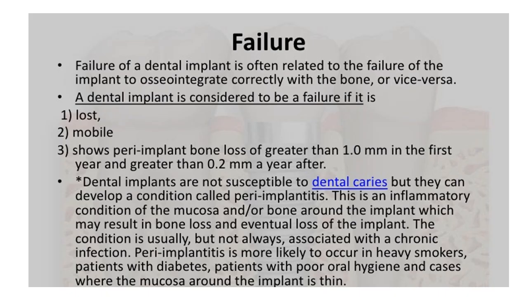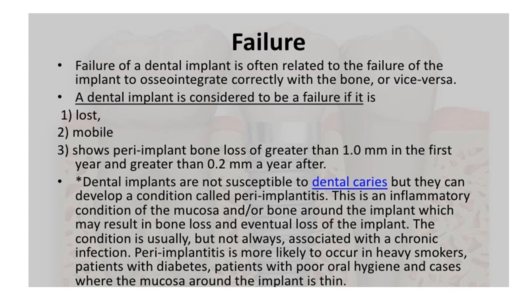Now let's talk about implant failure. Failure can occur if the implant does not osseointegrate properly with the bone. And when is it considered to be a failure? If it is lost or mobile, and if it shows a bone loss of greater than 1 millimeter in the first year and then 0.2 millimeter in the following years after that first year. So this is how you determine that your implant has failed.